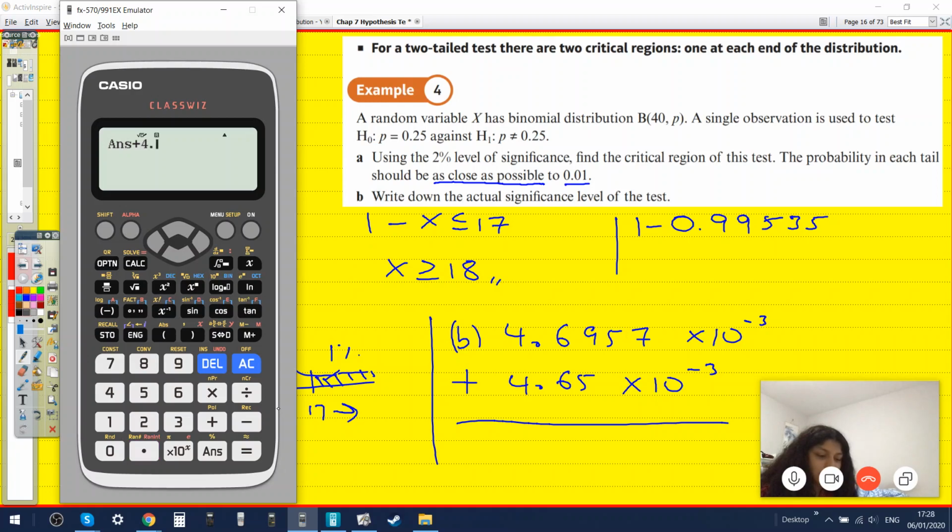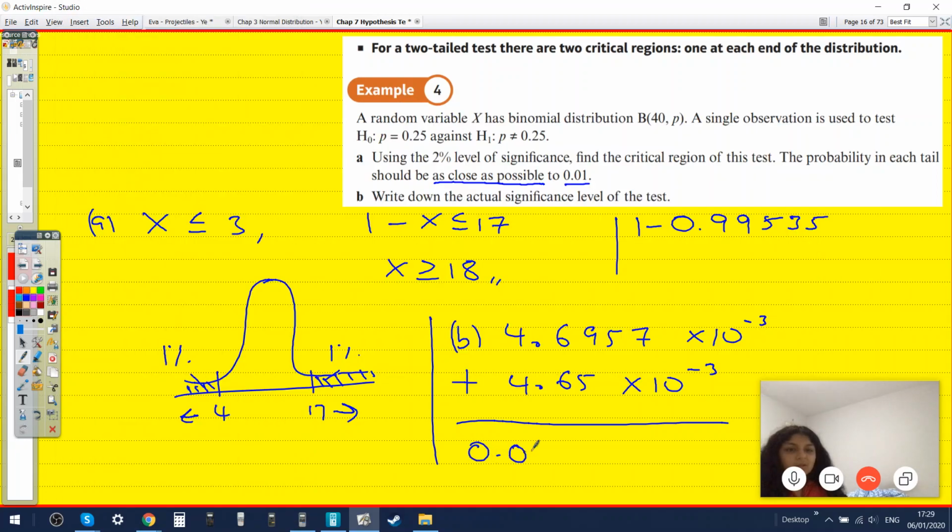I feel like our school does things weird, so we might learn this year, because I didn't do this last year. To the minus 3. 9.3457 times 10 to the minus 3. Okay, and that is very close to 1%, I believe. So, it's 0.009. How's that close? I don't know. That is close, but okay, 5, 7. That's my thinking there.